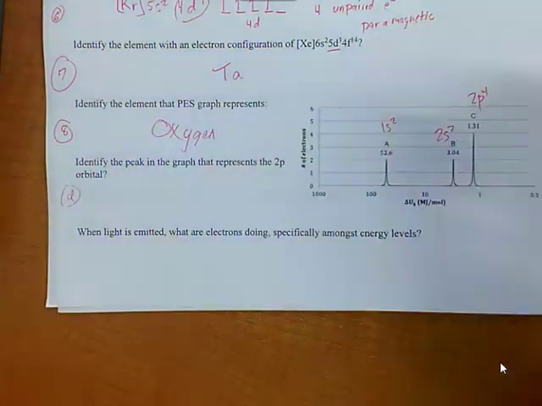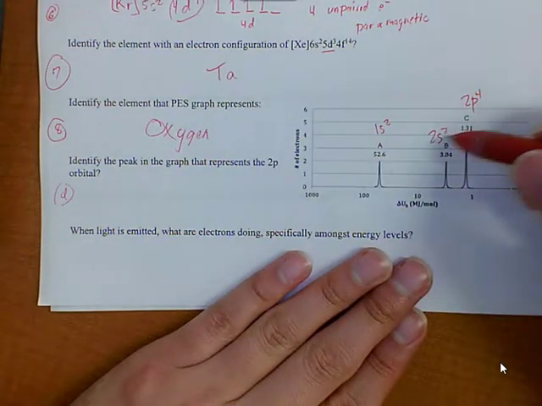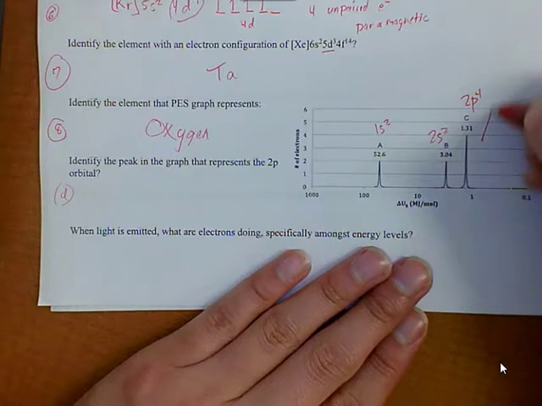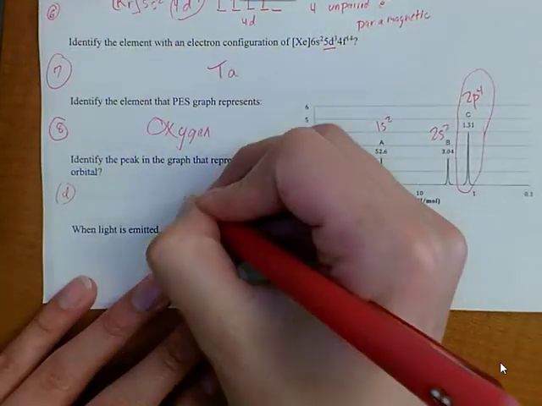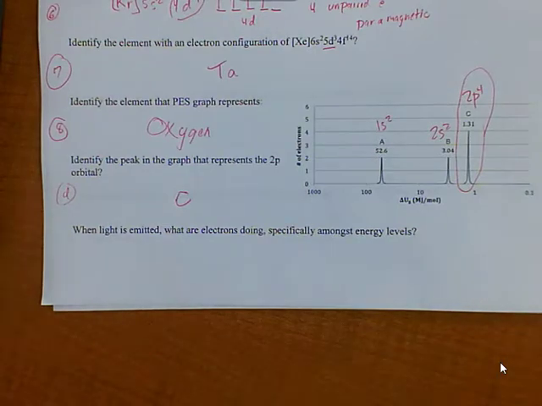And number 9, they kind of go together. Identify the peak in the graph that represents the 2p orbital. Okay? The only one that represented the 2p orbital would be this one, which is letter C, because there's a little c there. So letter C represents that orbital.